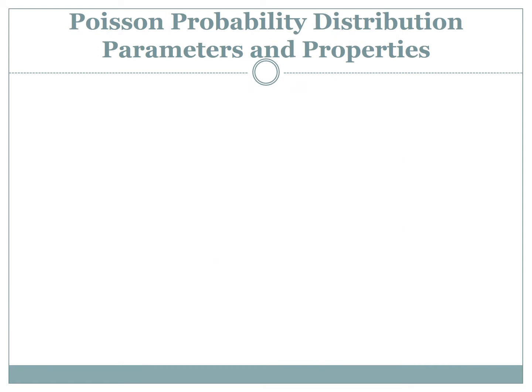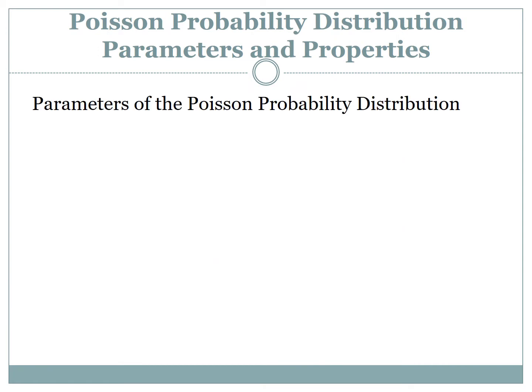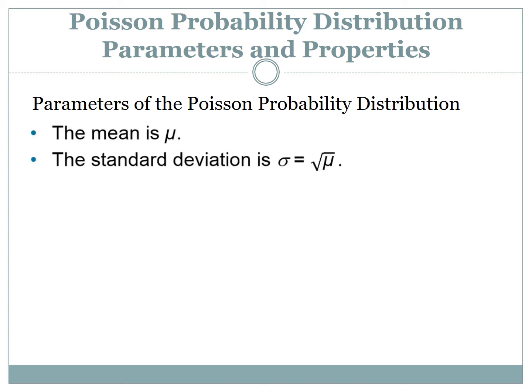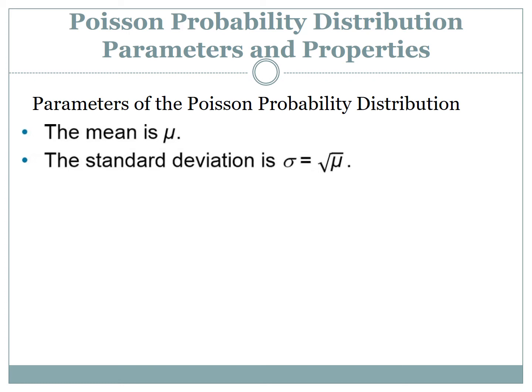So let's talk about the parameters and properties of the Poisson distribution. The mean is denoted by mu, usually, and the standard deviation is sigma, and that's equal to the square root of mu. Now, we would not need this information for the problems that we're going to be doing today, but in later chapters, we will need that information. So you might want to make a note of it.